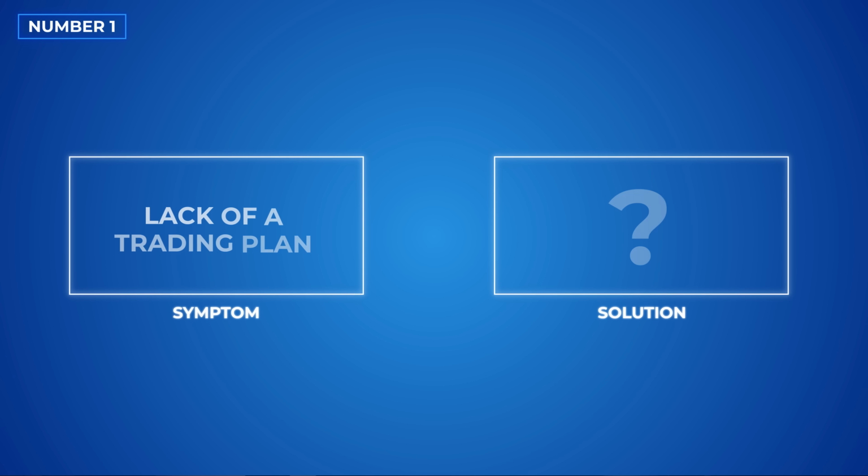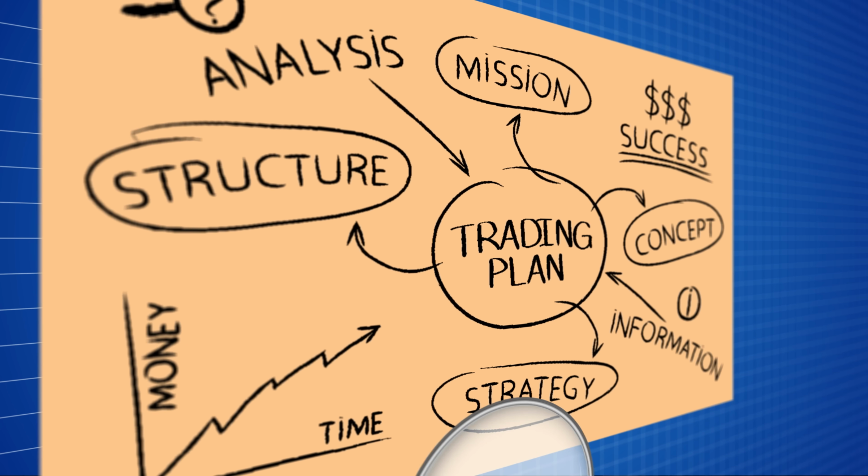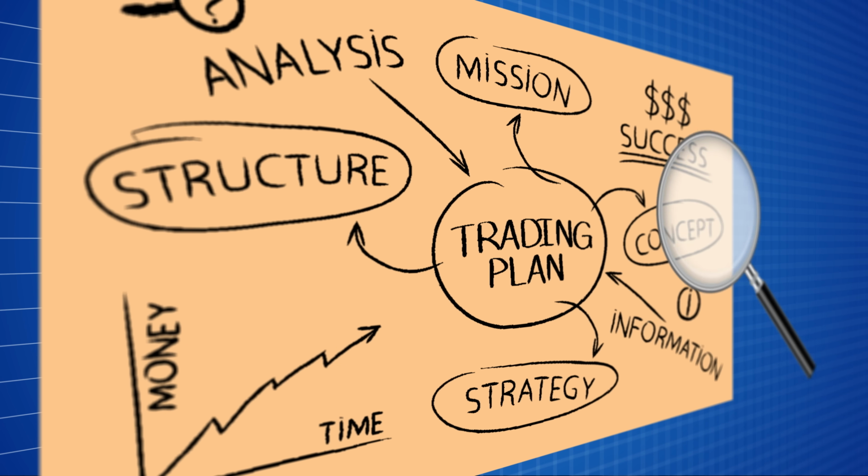Number 1. So what's the solution for symptom number 1? Lack of a trading plan. It's simple. You need to build your own trading plan. Start defining the trades you have an edge in and screenshot charts, variations and all sorts of these patterns. This way you can study and stick to what's in your trading plan.